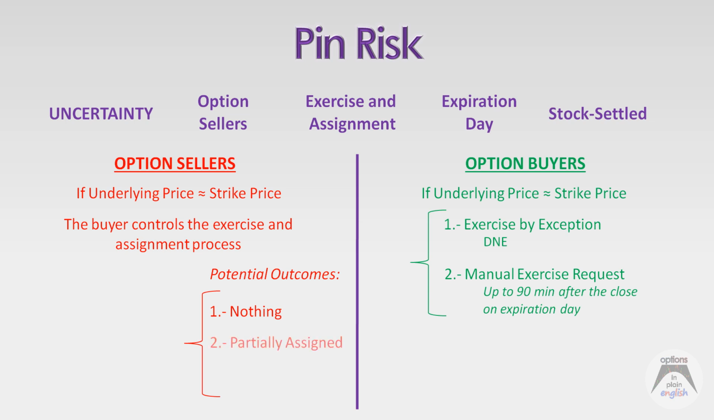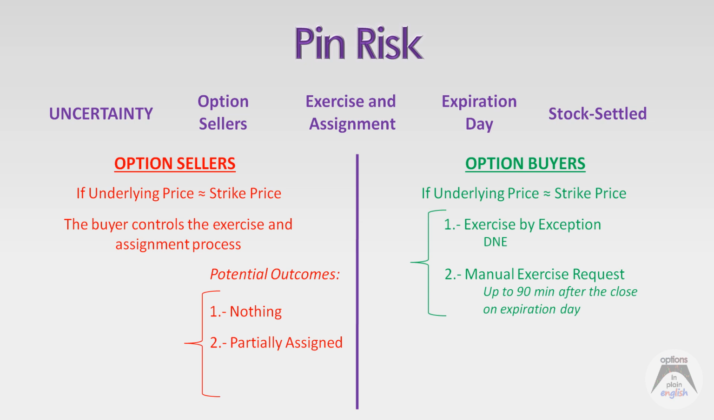Number two, you get partially assigned. So let's say, for example, you were short 5 put options. So 5 contracts, 5 put contracts. So let's say you get assigned on 2. So after those options expire, instead of having nothing if it expires worthless, or a full assignment on those positions, so instead of having 500 shares, maybe you can have 200 shares. So there's no way for you to know beforehand because you don't control that process.